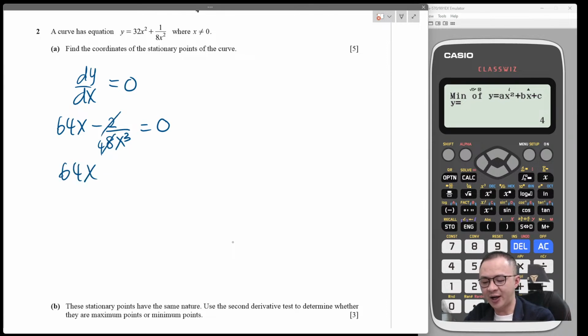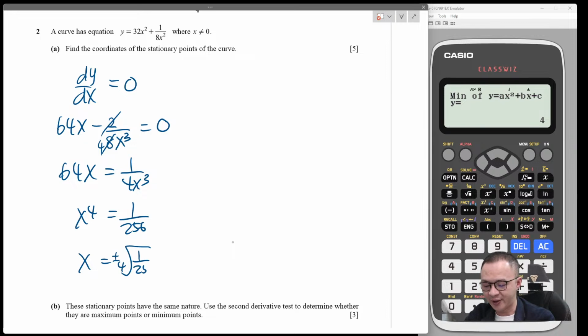So 64x equals 1 over 4x cubed. x to the power 4 equals 1 over 256. Then x will equal the fourth root of the whole thing, plus or minus the fourth root of 256. Then I should get plus or minus 1 over 4 here. The question asks for coordinates, so I will take both.